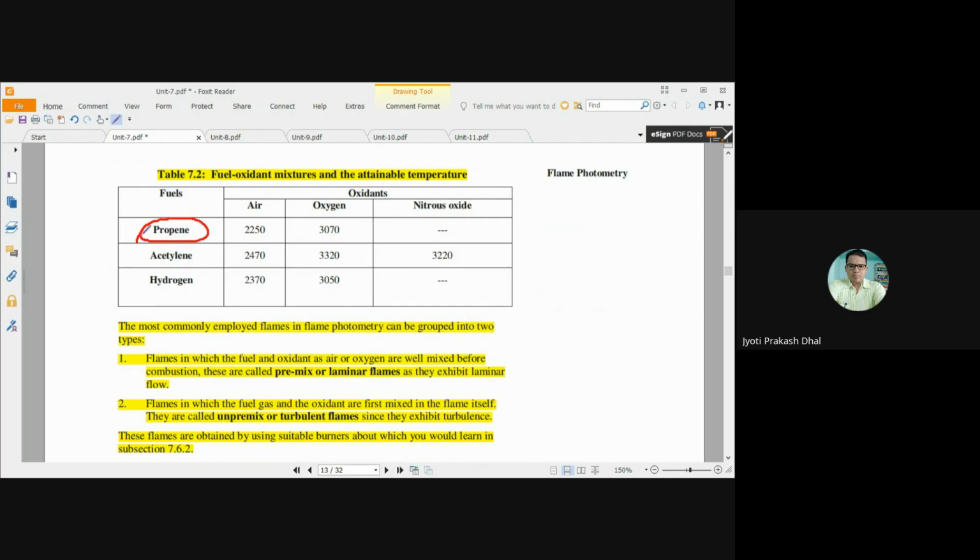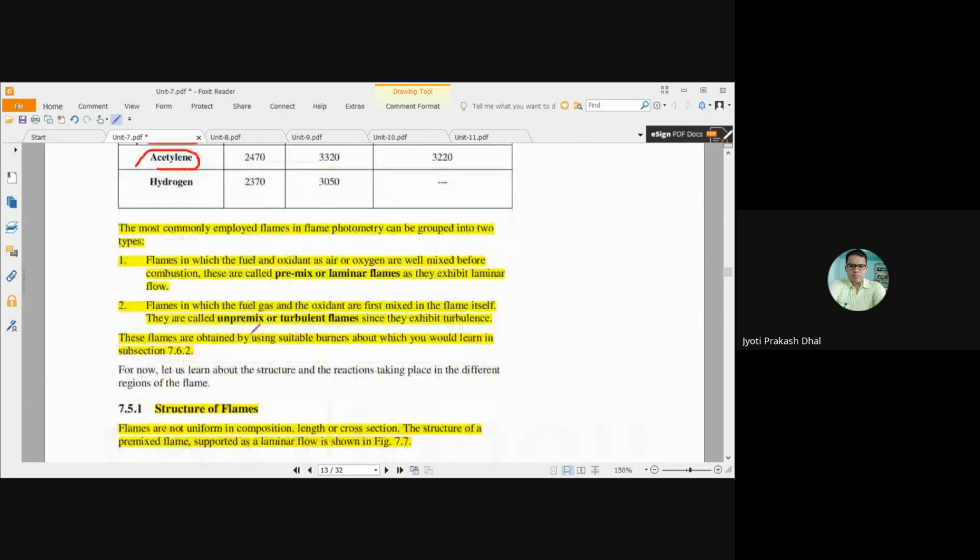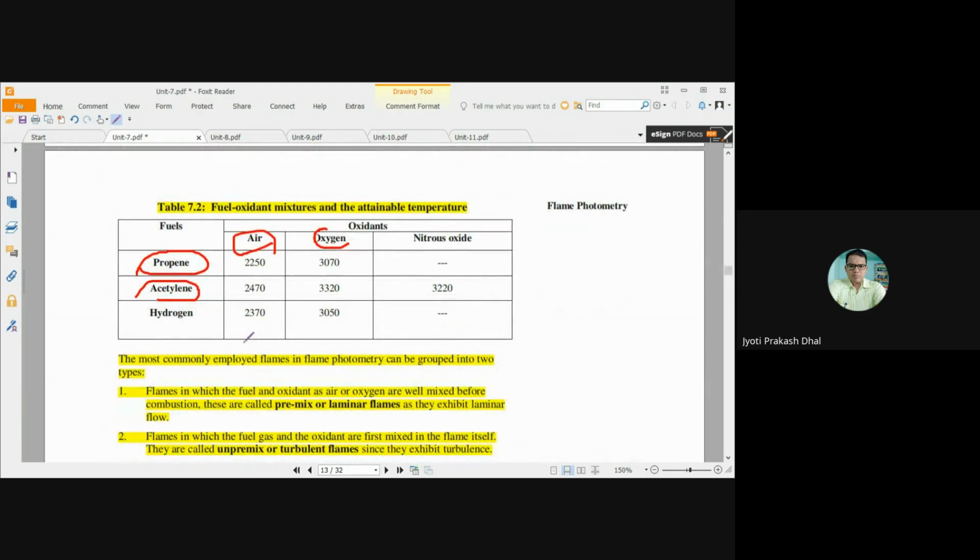So these are the fuels: propene, acetylene, hydrogen, and these are the oxidants. The used oxidant may be air, oxygen, or nitrous oxide, and the table gives the fuel oxidant mixtures and the attainable temperature. When propene is used as a fuel and air is the oxidant, it can attain a temperature of 2250 degrees Celsius. Similarly, when propene is used as a fuel and oxygen is the oxidant, it can produce a temperature around 3070 degrees Celsius.